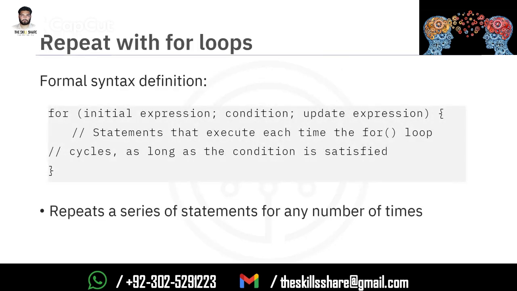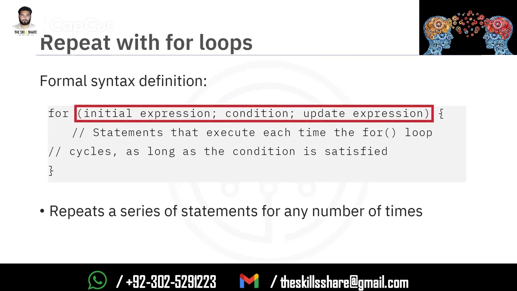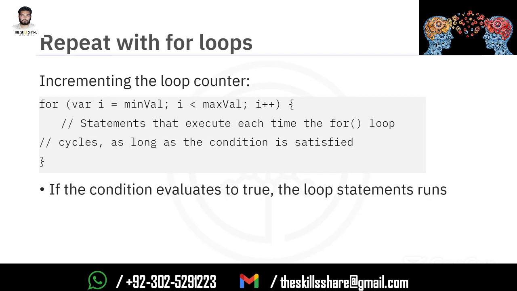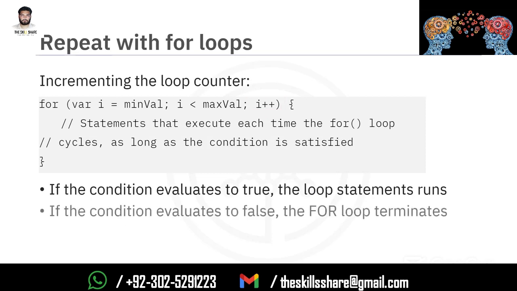The for loop repeats a series of statements for any number of times. The for loop takes 3 parameter arguments, namely the initial value, the condition that is being tested, and the increment expression. When the for loop runs, the following occurs. First, the initial expression is set. Second, the conditional expression is evaluated. If this condition evaluates to true, the loop statements run and the increment expression is updated. If the condition evaluates to false, the for loop terminates. If the loop does not terminate, control returns to the second step and the conditional expression is evaluated again.